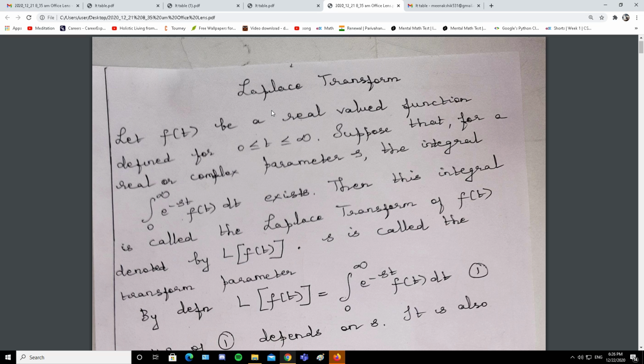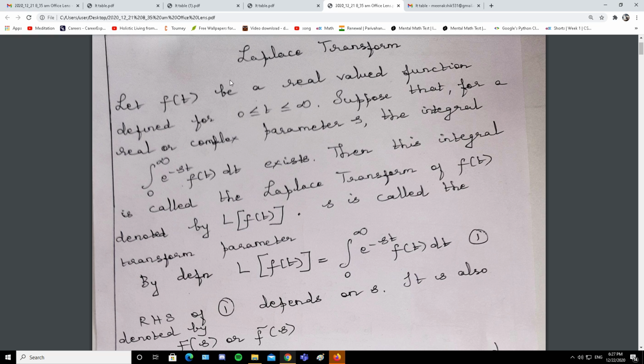Similar to differential transforms, we have integral transforms. One of the integral transforms is the Laplace transform. You have learned the Fourier transform; the Fourier transform is also one of the integral transforms. From the name integral transform you can understand that it will have an integral. So let f of t be a real valued function.